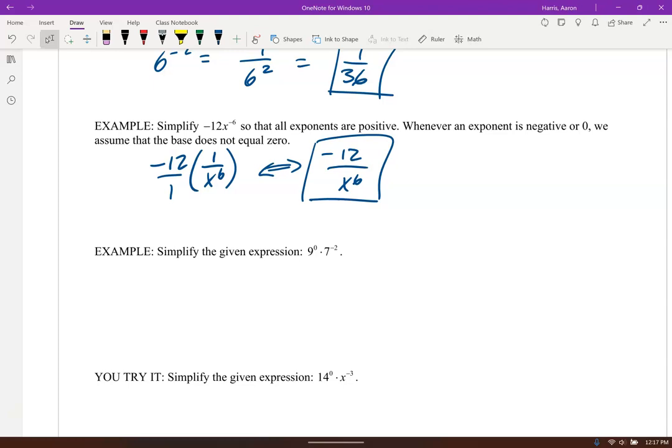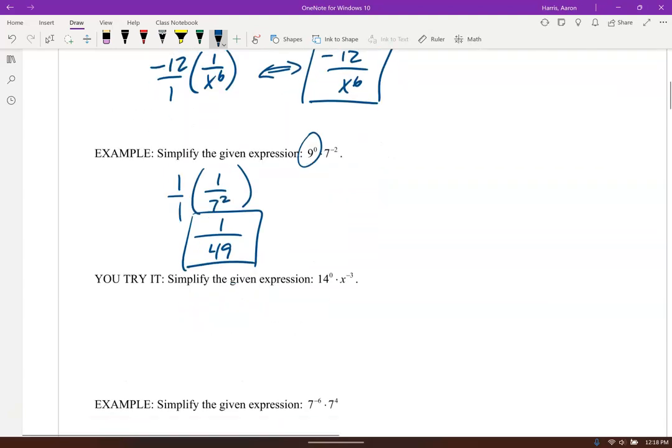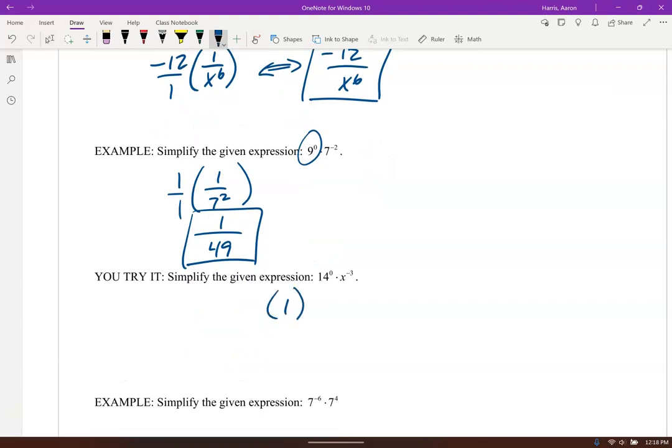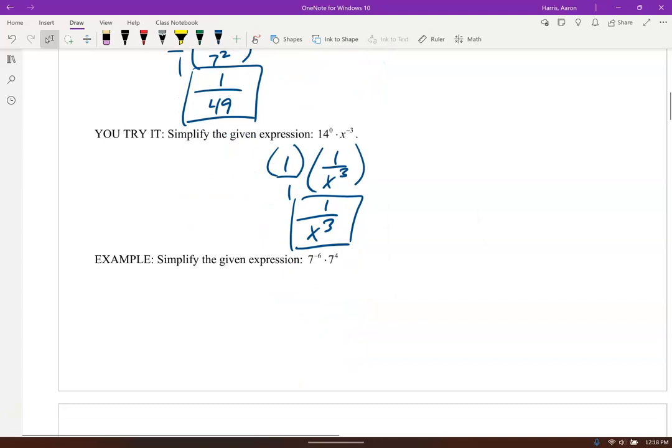Anything to the 0 is? Awesome. Thank you, Robert. So we got 1, and we got 7 to the negative 2, so that's 1 over 7 squared. So we got 1 over 49 on that one. Another 14 to the 0, we got another 1. And then x to the negative 3, 1 over x to the 3rd. Go ahead and multiply numerators again. Got 1 over x to the 3rd.